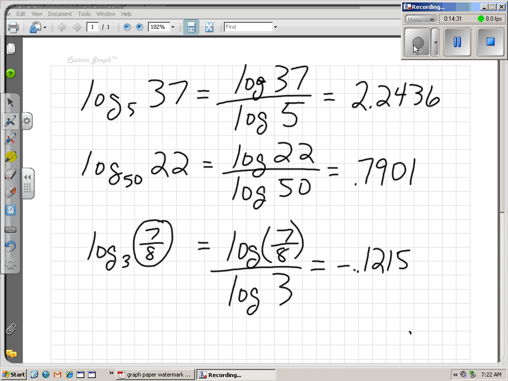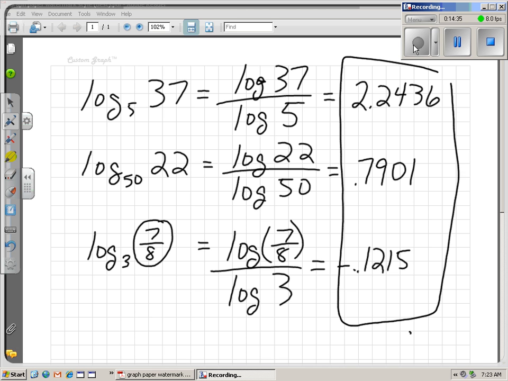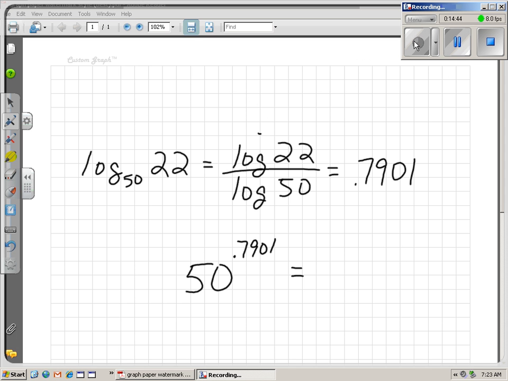Now remember, these answers that we found, they're all exponents. We're asking what exponent would I put on the base to get that number. So let's take a closer look at log base 50 of 22. We are saying that 50, the base 50 raised to the 0.7901 is going to give us 22. And if you put that in your calculator, you'll see that it's true.